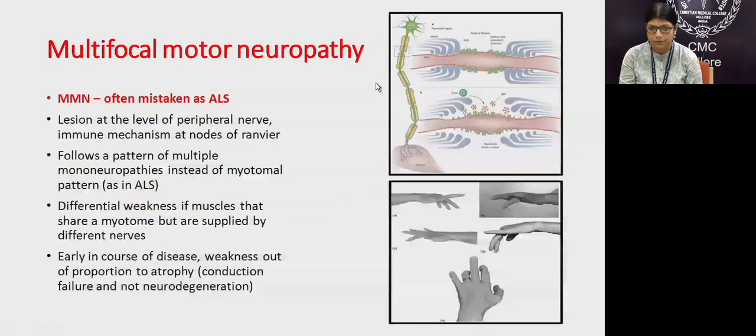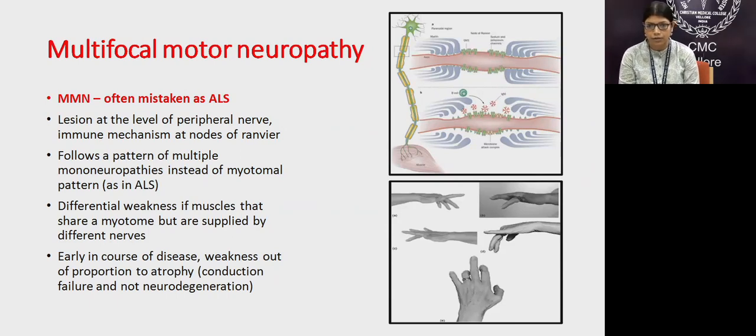Now, coming to the third type of immune mediated neuropathy, which is multifocal motor neuropathy. Now, this is a pure motor neuropathy, often involving the upper limbs, although lower limbs can rarely be involved, and they have an asymmetric presentation.